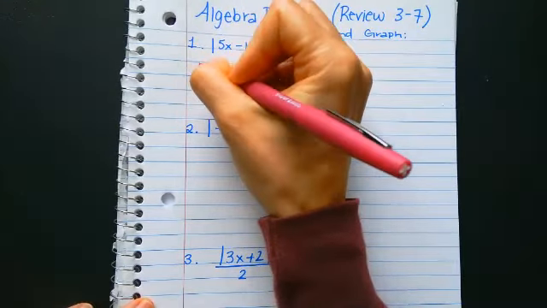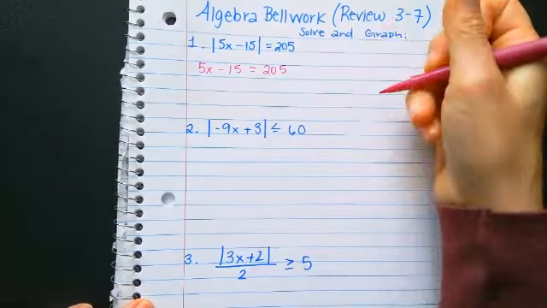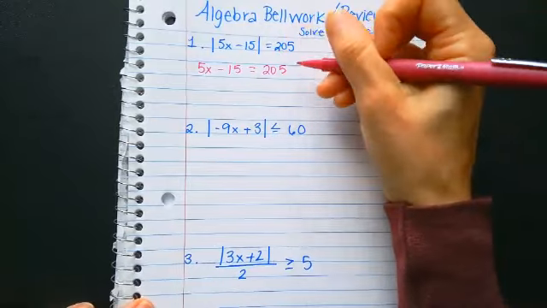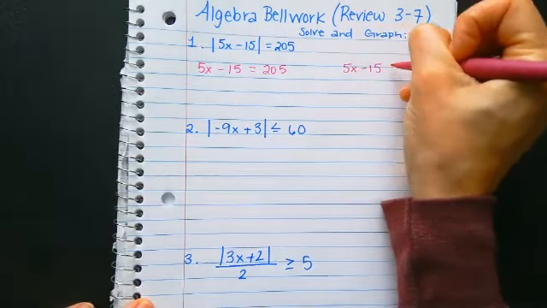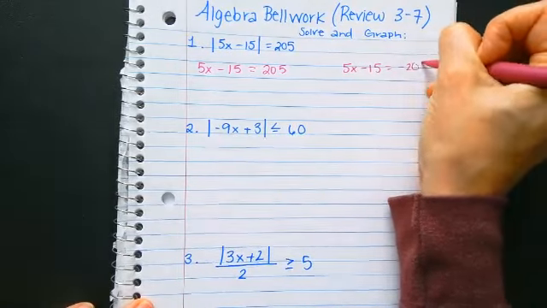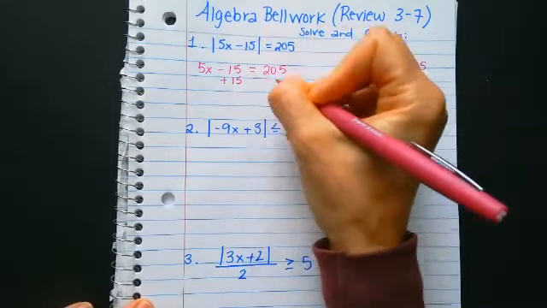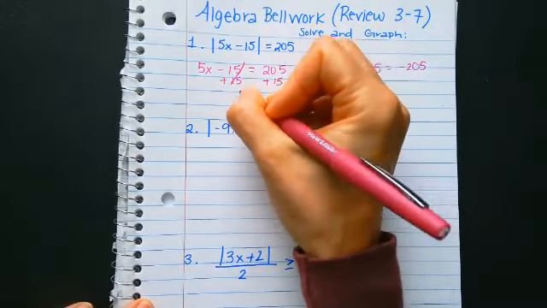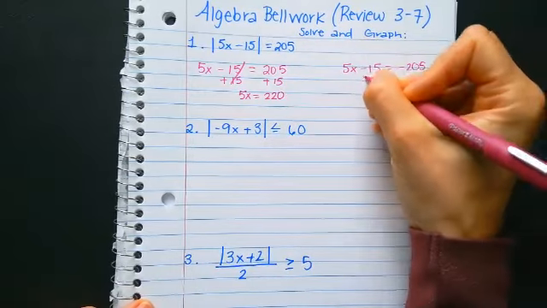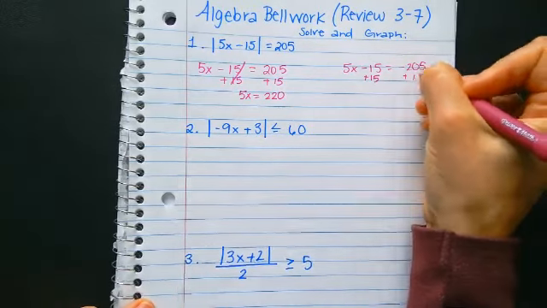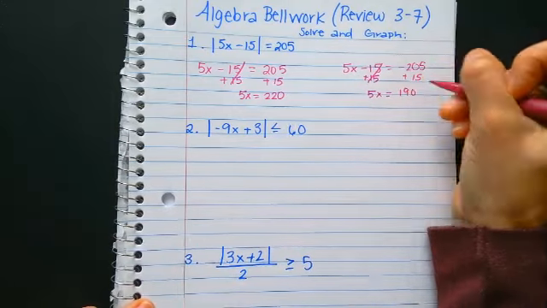So 5x minus 15 equals 205. And the other side we're going to solve for is we're going to make that answer, the 205, negative. So 5x minus 15 equals negative 205. Okay, so we're going to solve each of these. We're going to add 15 to both sides here. So we get 5x equals 220. And then we're going to add 15 here to both sides. Only this time we'll get 5x equals 190 right here.